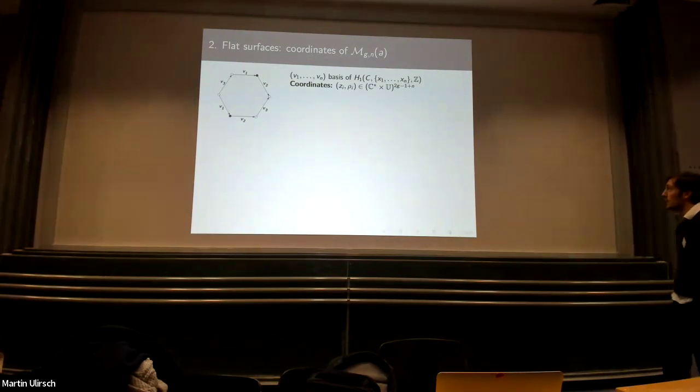Okay, and what are the coordinates? What are actually the parameters that I'm using to define this flat surface? They are these numbers Zi. So Zi is just a complex number different from 0.